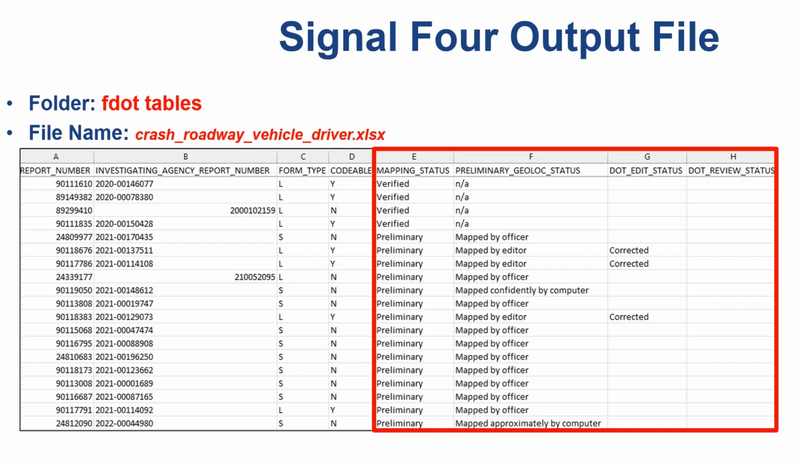If the DOT edit status column says corrected, then that means that the crash report has been reviewed and the location has been corrected, but it has not received a final QC yet. So to explain what each of these means, let's look at each one of them.